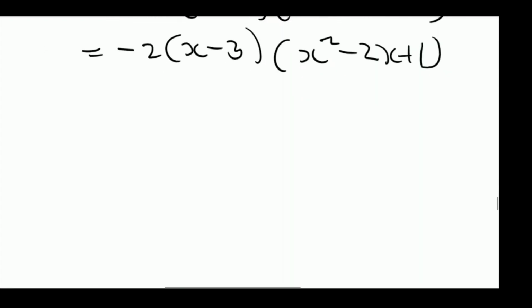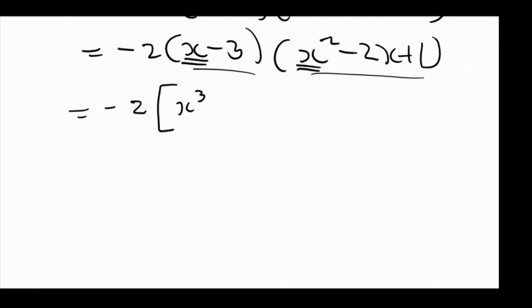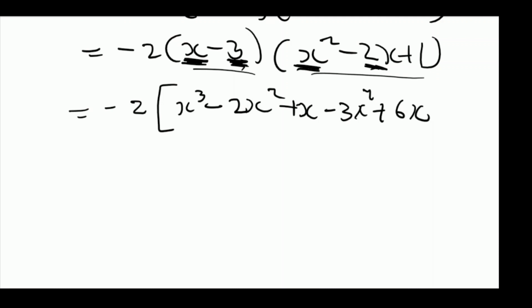Then we're going to find the product of these two here. So it's going to be equal to minus 2 into x cubed, this multiplied by that, and then the x multiplied by this minus 2, so it's going to be minus 2x squared, and the x multiplied by 1 is going to be plus x, and then this minus 3 times this x squared is going to be minus 3x squared, and then this minus 3 times this minus 2x is going to be plus 6x, minus 3 times 1 is going to be minus 3, right?